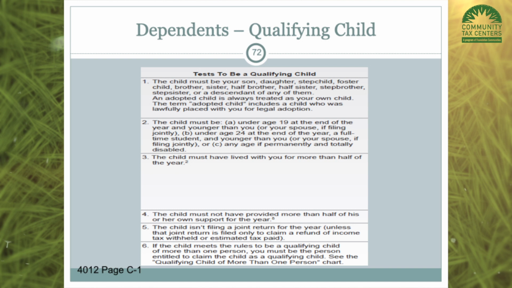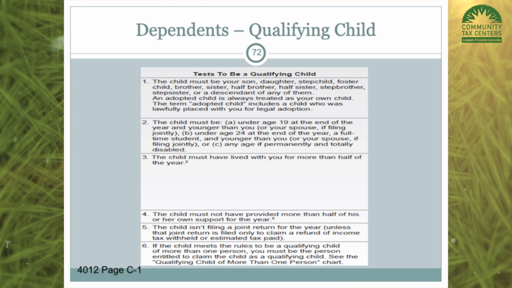Or any age if they are permanently and totally disabled. Permanently and totally disabled, we do not ask for the qualifying information. That means a doctor has determined that that individual is unable to provide substantial or gainful work for at least a year. And we just let them know that if they were to get audited, they would have to provide that documentation to the IRS on there. So we don't ask for all that additional information.